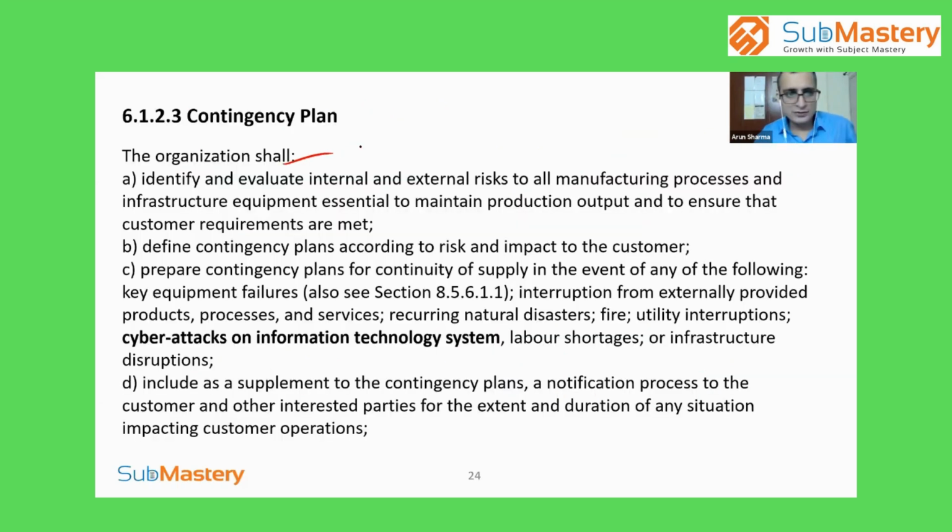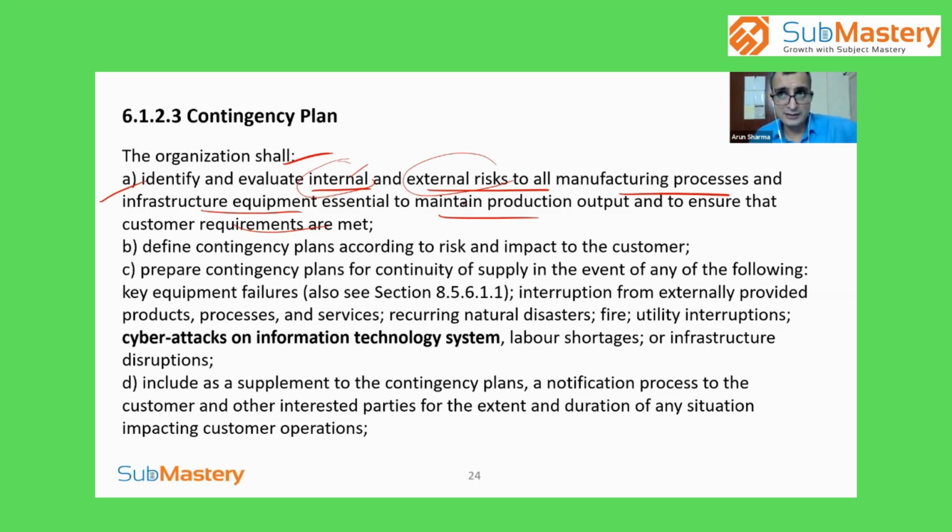Let's see. The organization shall identify and evaluate what internal and external risk to all manufacturing processes and infrastructure equipment essential to maintain product output and ensure customer requirements are met. So why do you need this contingency alternate? Contingency needs to be done for internal risk within the organization, and could also be outside the organization. Outside the organization could be because of the supplier, because of external factors. Internal is because of the organization.